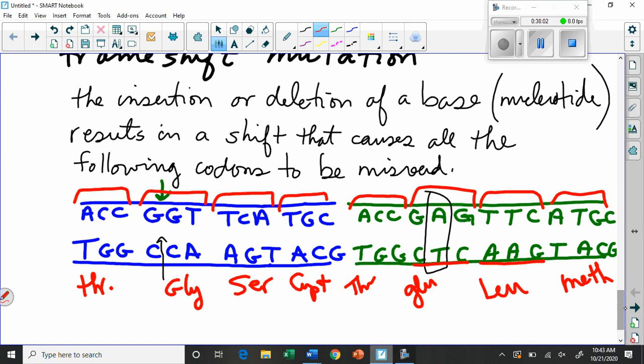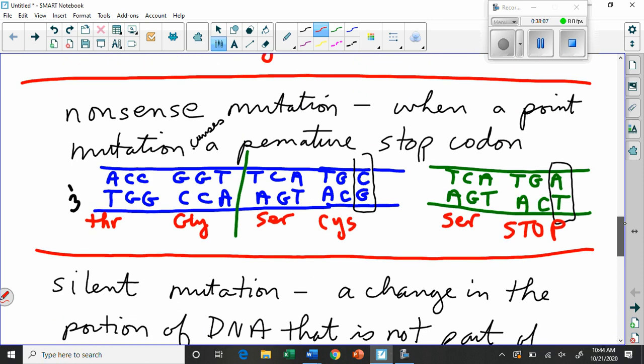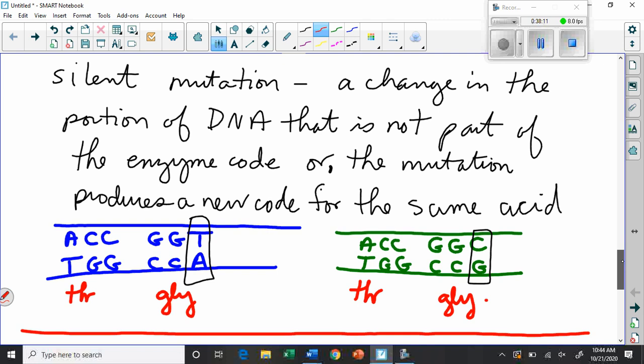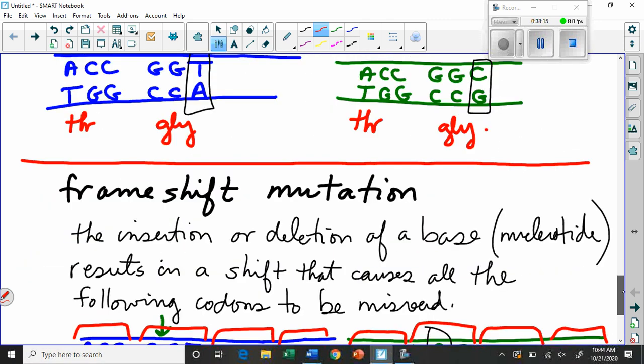Okay, so that's basically all there is to understanding those. And all we want to do is be able to identify sort of what we mean by each one, right? And some of these effects that can be caused by it, the frame shift, the silent, and so on.